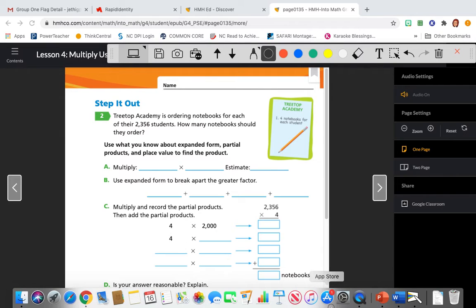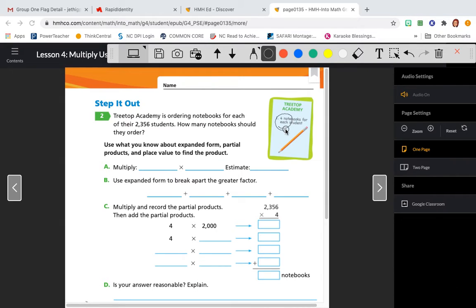Okay, so we're going to say, remember we use those pictures, 4 notebooks, that's what we're going to multiply by, and then there were 2,356 students. So 2,356. So I'm going to estimate. So I'm going to look at rounding that 2,356. I'm going to round to the nearest thousand. 3 is lower than 5, so we're going to stay with 2,000. So if I estimate 4 times 2 is 8, and I'm going to add 3 zeros. So here's my estimate. 8,000 notebooks is what I think.